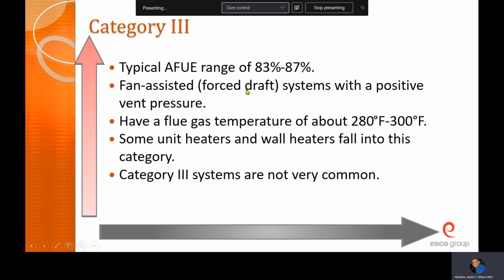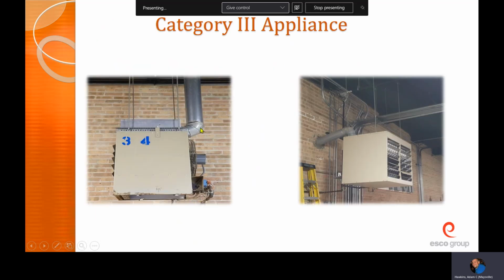Category 3, fan-assisted systems, still running 280 degrees plus of flue gas temp. You've got some unit heaters, furnaces, stuff that falls into that category. And so you'll see a lot of these in warehouses, shops, factories, garages, places of business, greenhouses.